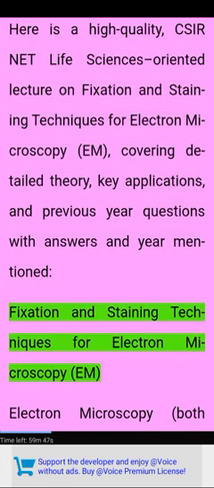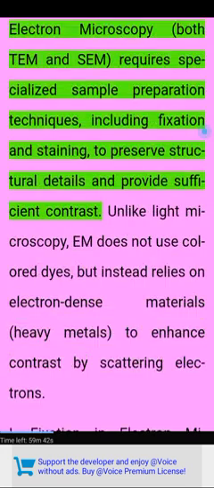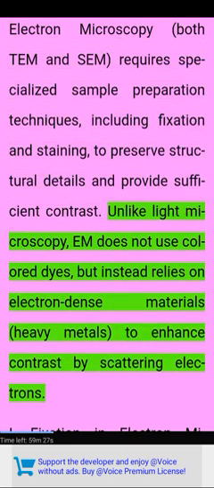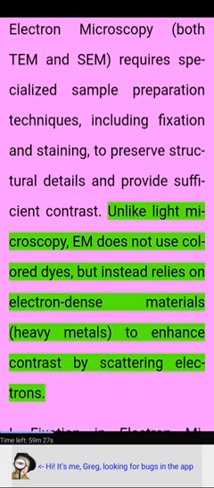Fixation and staining techniques for electron microscopy (EM). Electron microscopy, both TEM and SEM, requires specialized sample preparation techniques, including fixation and staining, to preserve structural details and provide sufficient contrast. Unlike light microscopy, EM does not use colored dyes, but instead relies on electron-dense materials, heavy metals, to enhance contrast by scattering electrons.